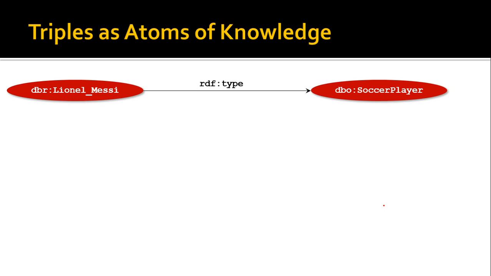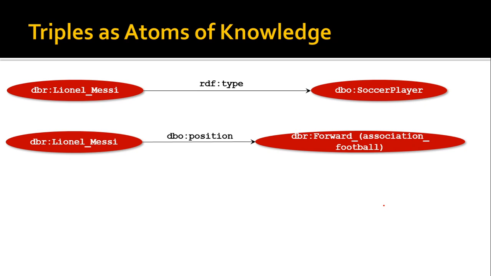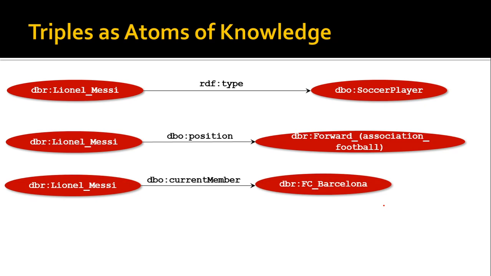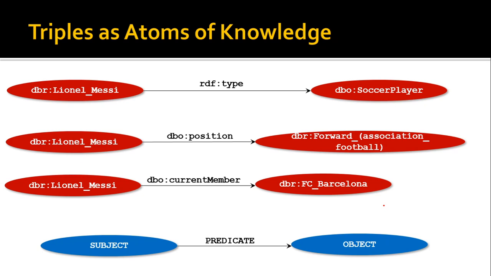So I have tried to extract the triples that we can find in the graph that we have shown earlier. Lionel Messi is an instance of the class soccer player. He plays in position forward, and he is a current member of FC Barcelona, right? So we have got subject, predicate, and object. We can link this Lionel Messi in this triple to be the subject, name this current member to be the predicate, and this FC Barcelona to be an object, right?